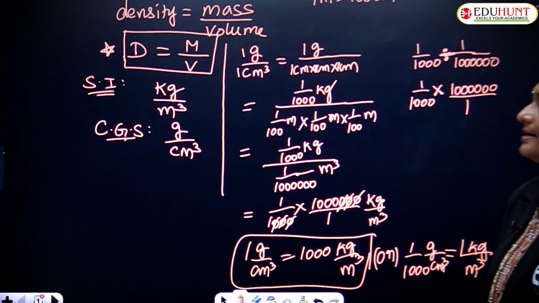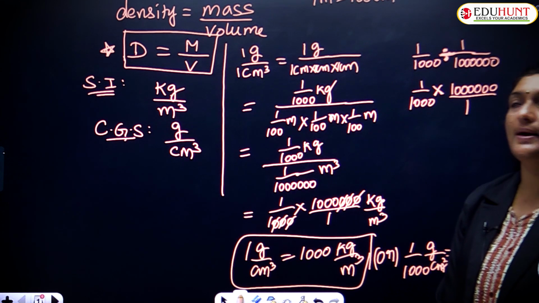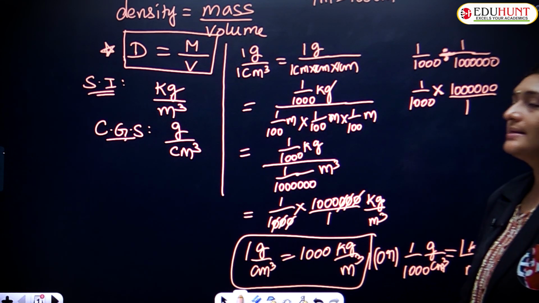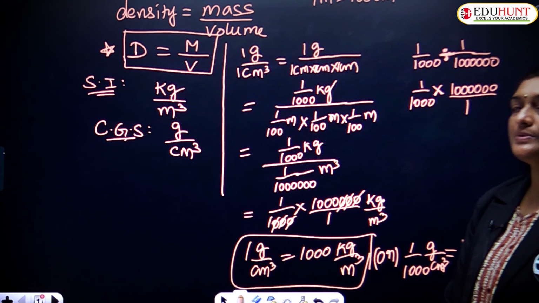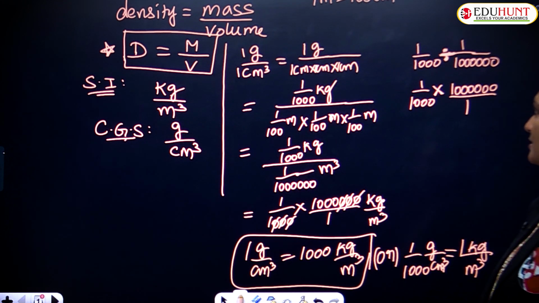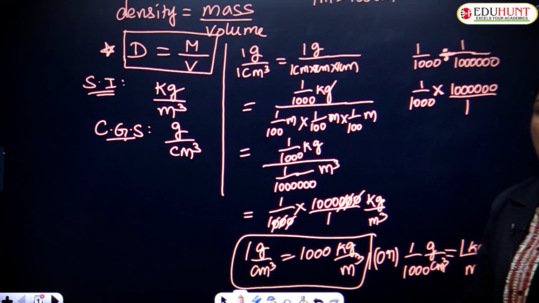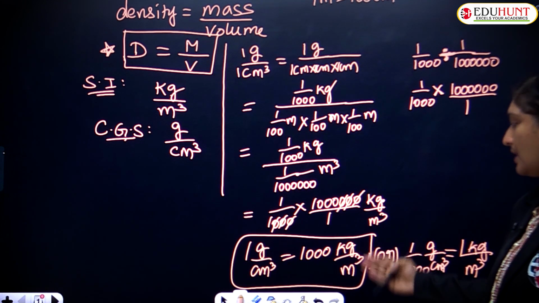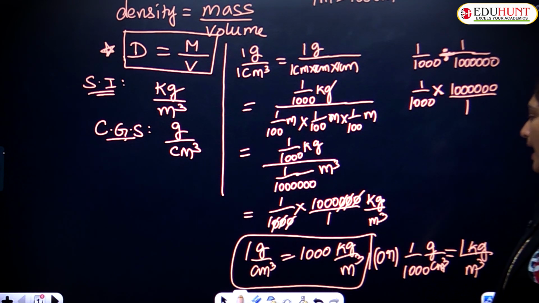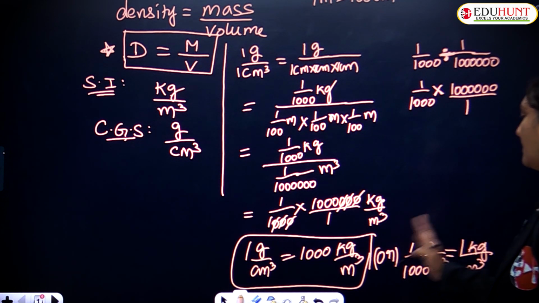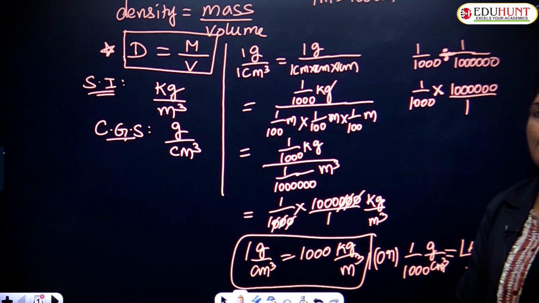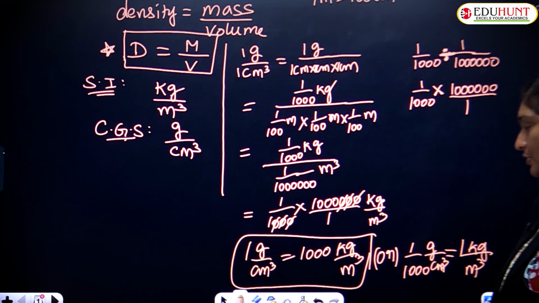What is density, children? Density is nothing but the mass per unit volume. SI unit is kg per meter cube. CGS unit is gram per centimeter cube. Whereas 1 gram per centimeter cube is equal to 1000 kg per meter cube, and 1 kg per meter cube is equal to 1 by 1000 gram per centimeter cube.